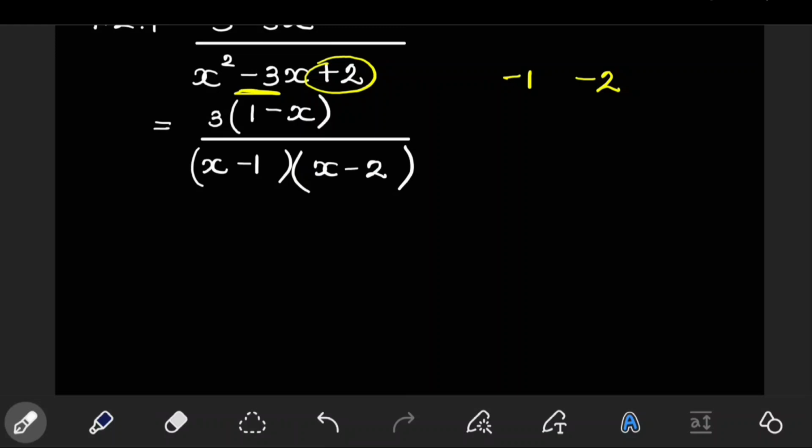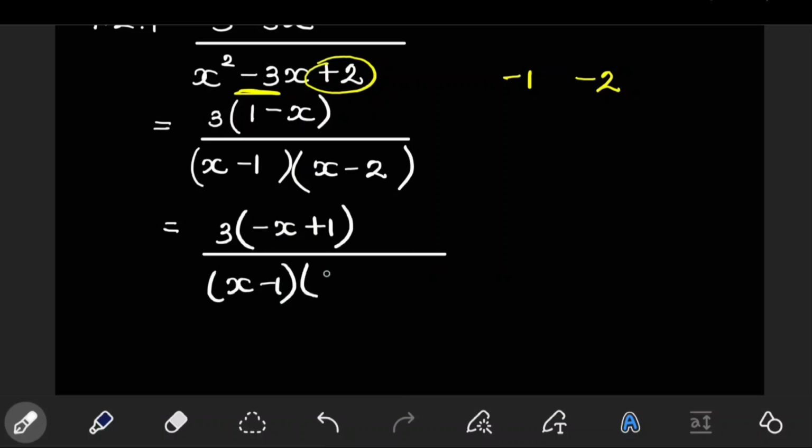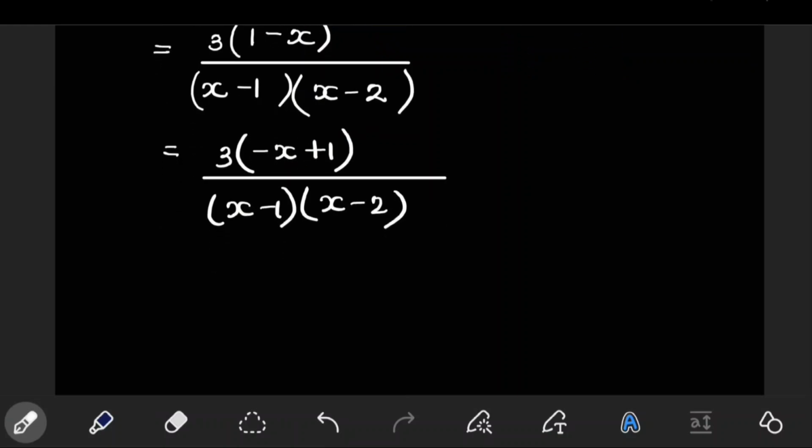Now at this point, we notice that the bracket at the top also has 1 and x, but they're actually swapped around. We need it to be x minus 1. So here's what we're going to do. We're going to interchange those terms. So we're going to have minus x plus 1. Now why are we doing this? We need to pull out the negative in front of the x, so that we can get this bracket to be x minus 1, same as the denominator.